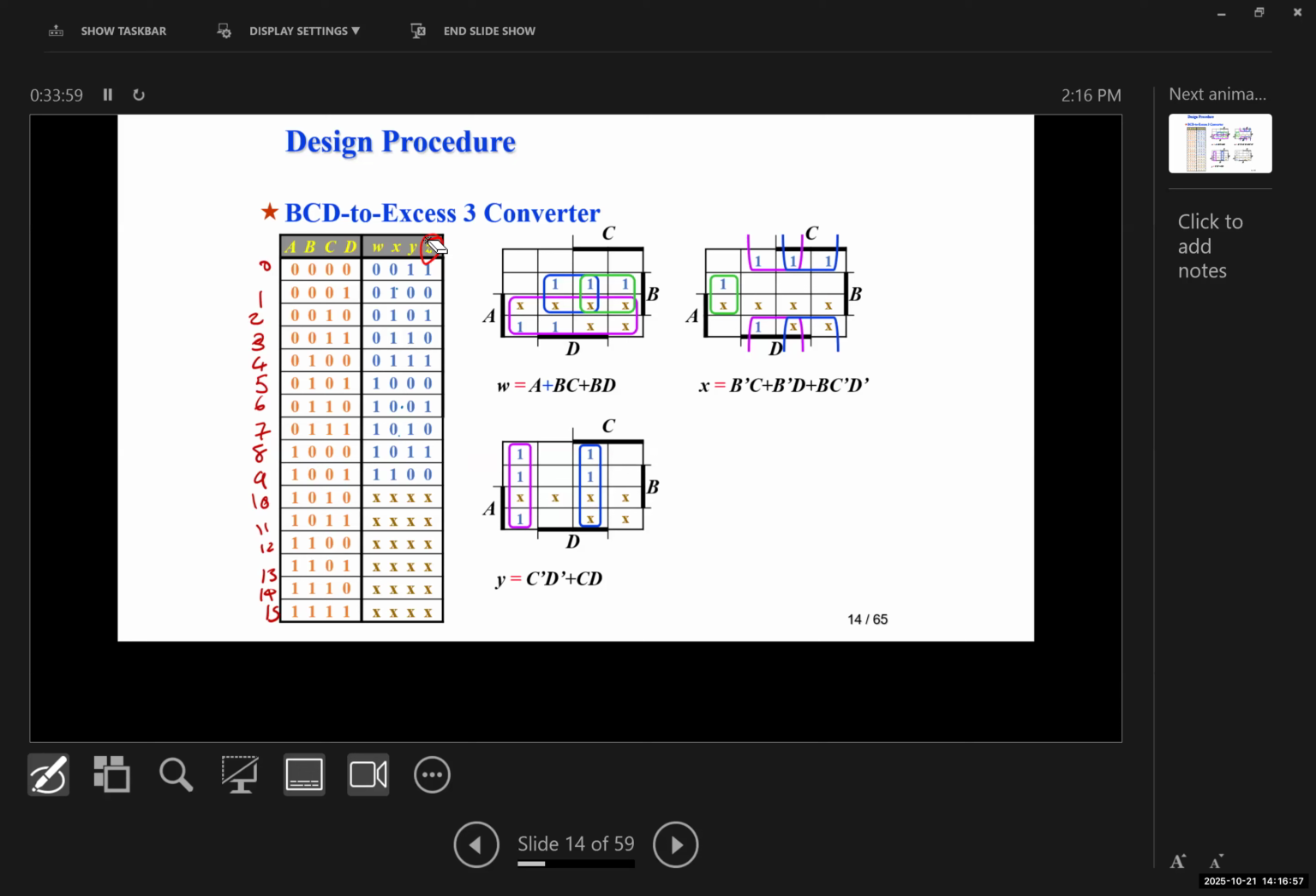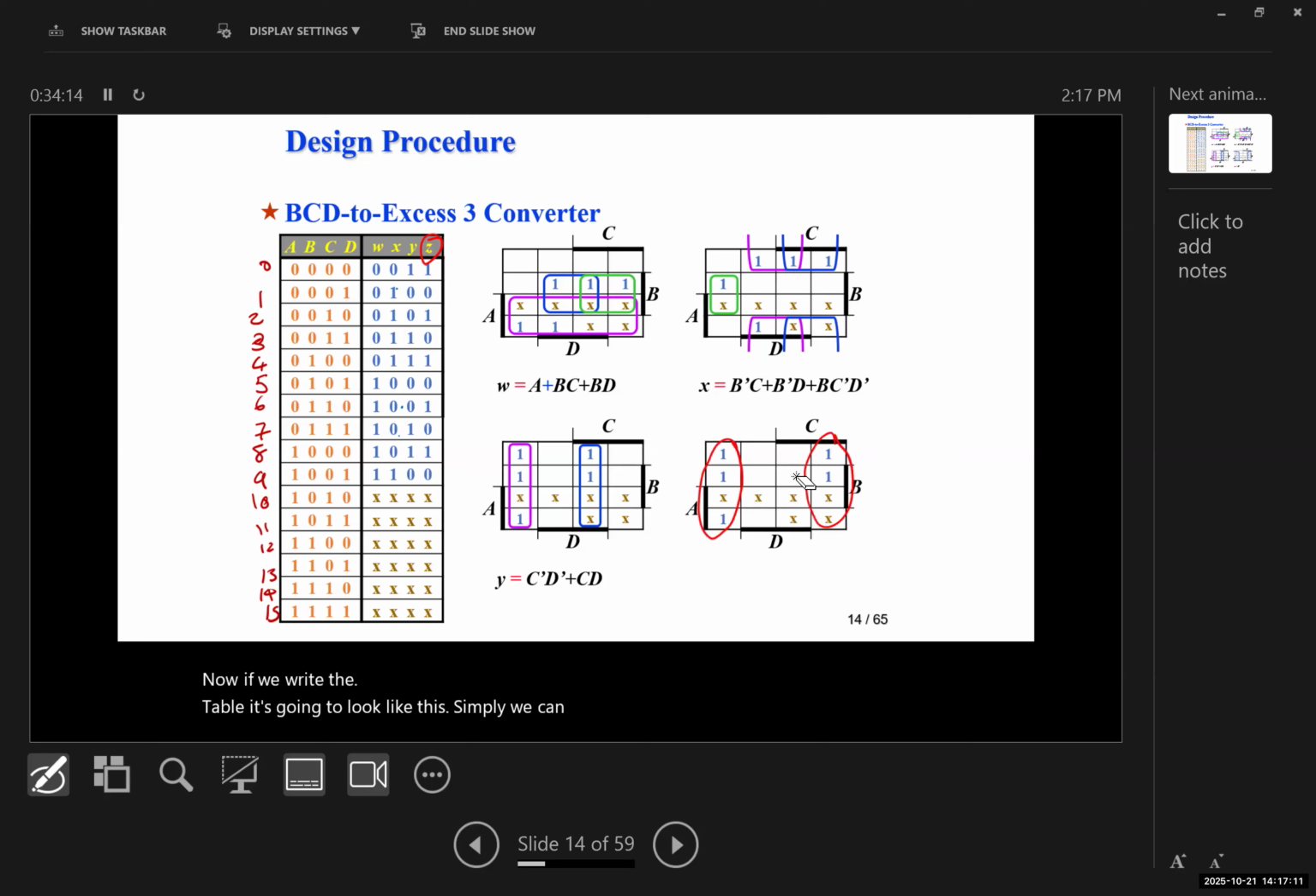Did anyone solve it besides you? What is the answer? Perfect, yes. Now, if we write the table, it's going to look like this. Simply, we can combine these four with the four. Or let me write it like this. I can do this actually. Combine these 8. If I do that, Z would be equal to D prime.